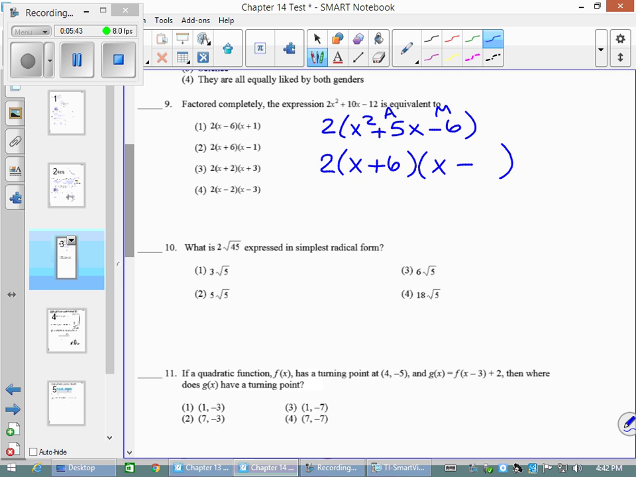So this was choice 2. Question 10. What is 2 times the square root of 45 expressed in simplest radical form?